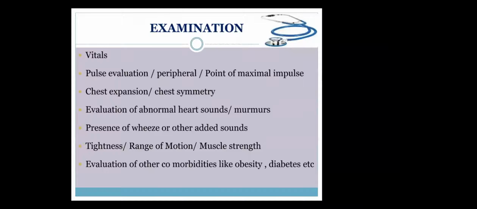Then routine things that we do: chest expansion, chest symmetry, evaluation of any abnormal heart sounds or murmurs, presence of wheeze or other added sounds, normal MSK evaluation, which will include tightness, range of motion, muscle strength, and evaluation of other comorbidities like obesity, diabetes. It might include sensory evaluation and balance evaluation, depending on the other impairments.